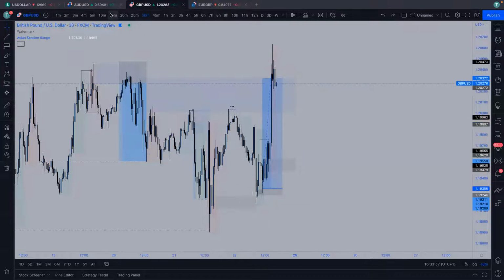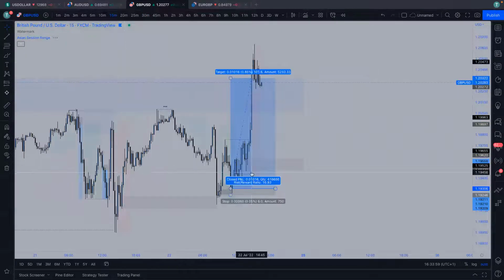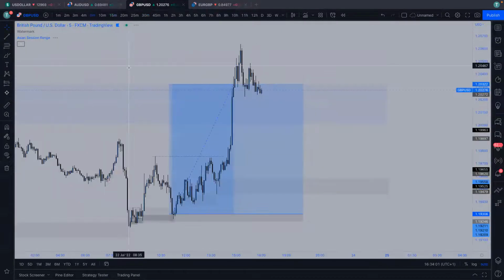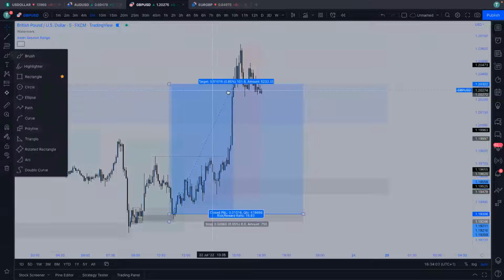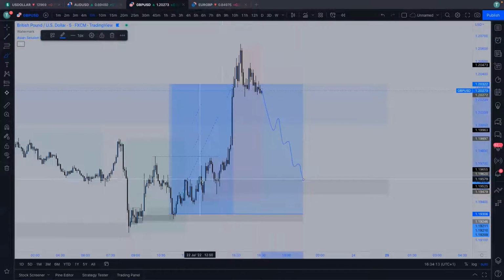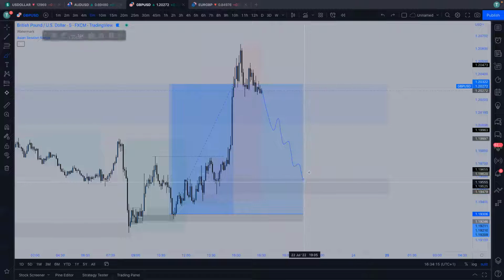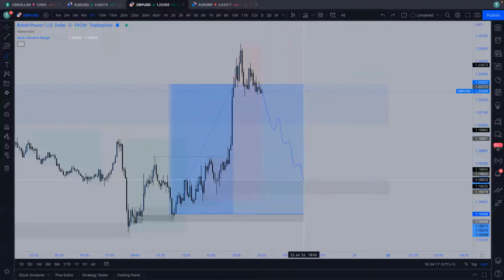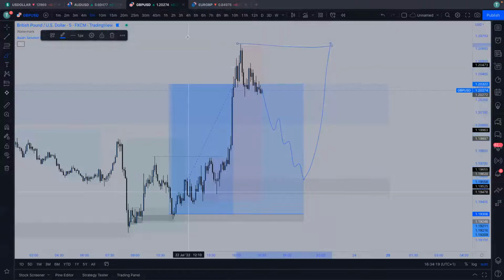So I would now be looking for price to ultimately come back down and fill this news. So all of this was news that came out. We got a lot of inefficiency, waiting for price to come back down, potentially into areas like so, and then actually continue from this point and start potentially taking out these highs.